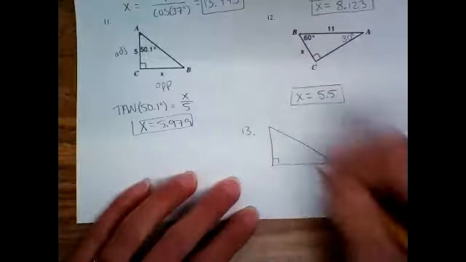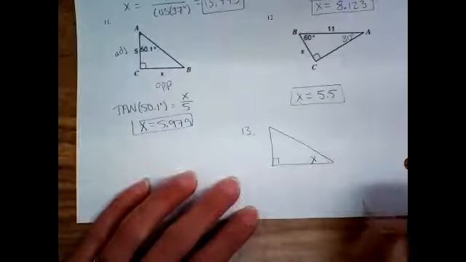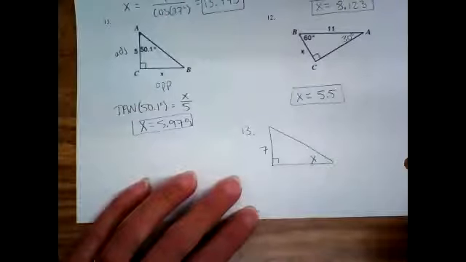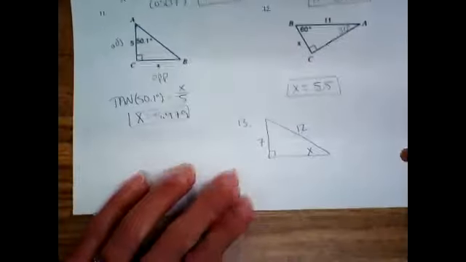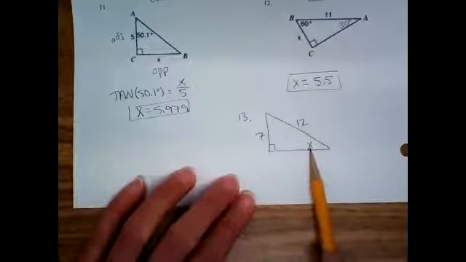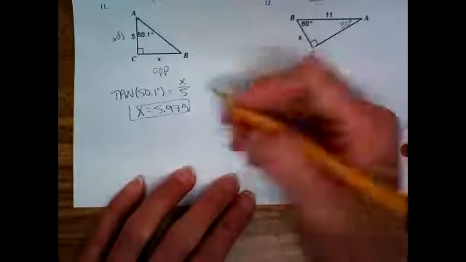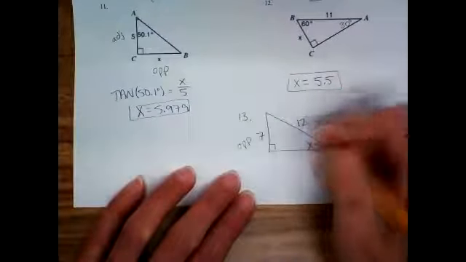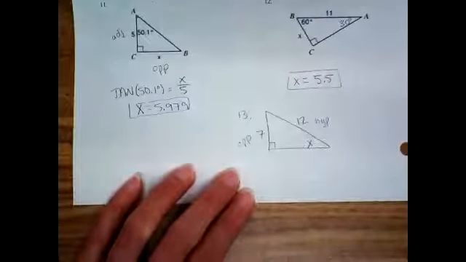Draw a right triangle. We'll put X right here. Give me some numbers. 7. What else do we want? I need a number bigger than 7 this time. 12. Notice where I put the variable. It's the angle. Okay, so I kind of flipped it around. Across from that, 7 is the opposite. 12 is the hypotenuse. So do we want sine, cosine, or tangent?